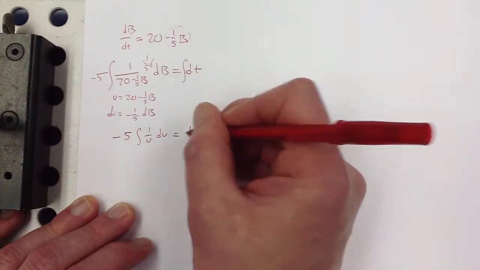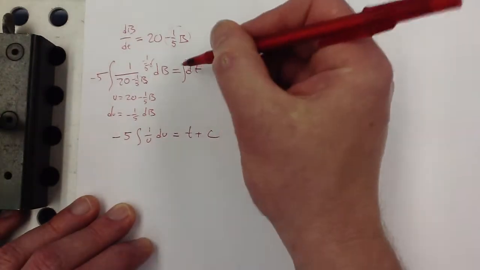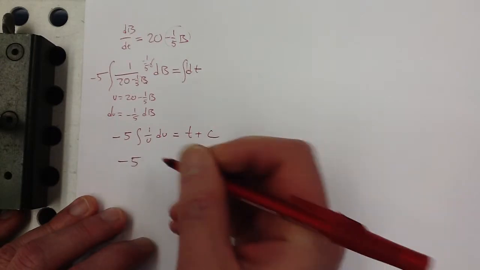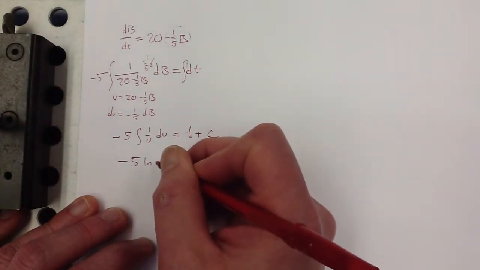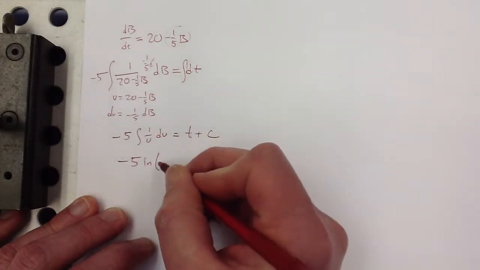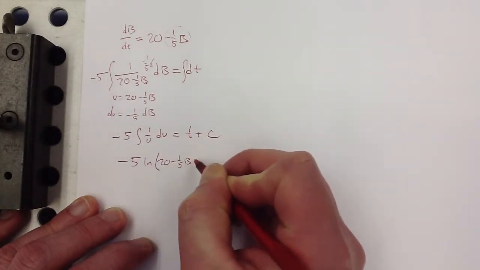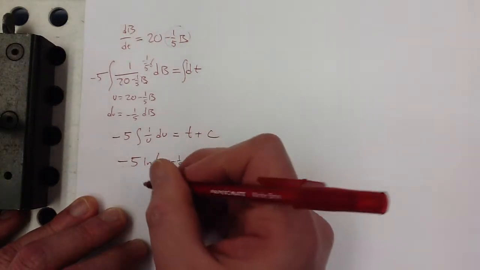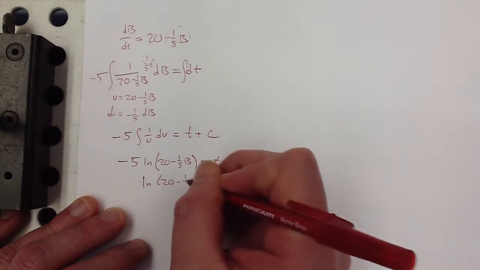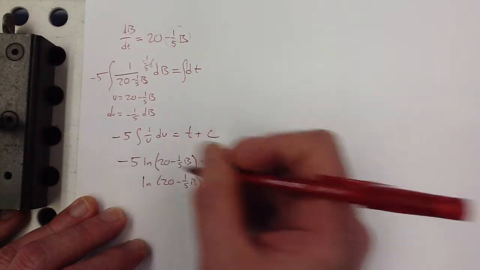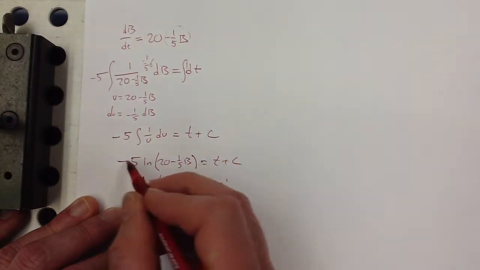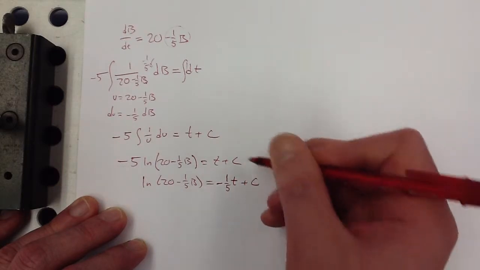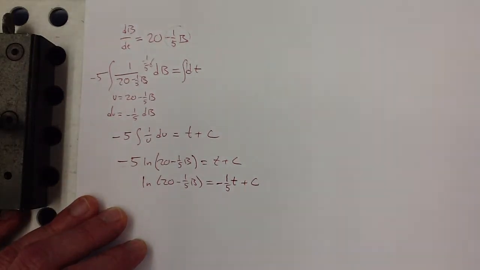So this side turns into minus 5 times the integral of 1 over u du equals, and then this is just t plus c over here, right? So the antiderivative of 1 is t, whatever that variable is. And so this is negative 5 natural log u, and the u is 20 minus 1/5 B, equals t plus c. I'm going to get the negative 5 over to this side, so that's natural log of (20 minus 1/5 B) is equal to, I'm dividing by negative 5, so there's negative 1/5 t, and dividing c by negative 5, it can still just be a c.